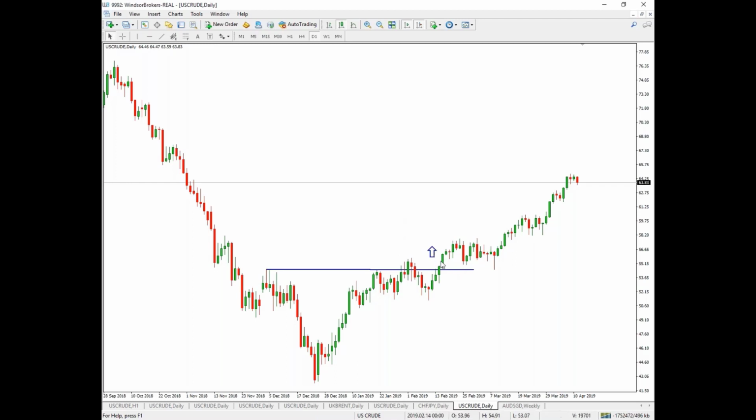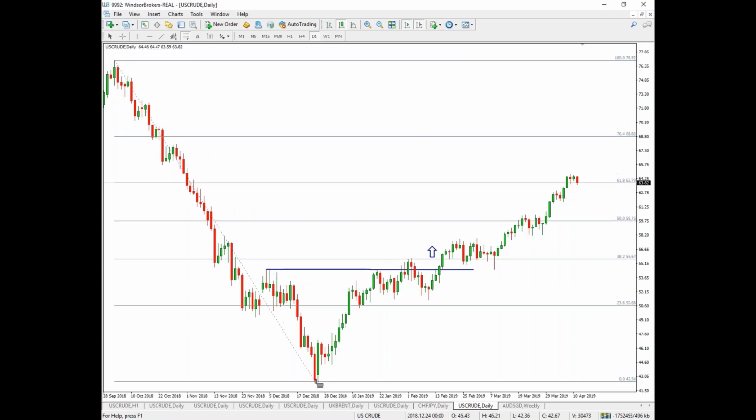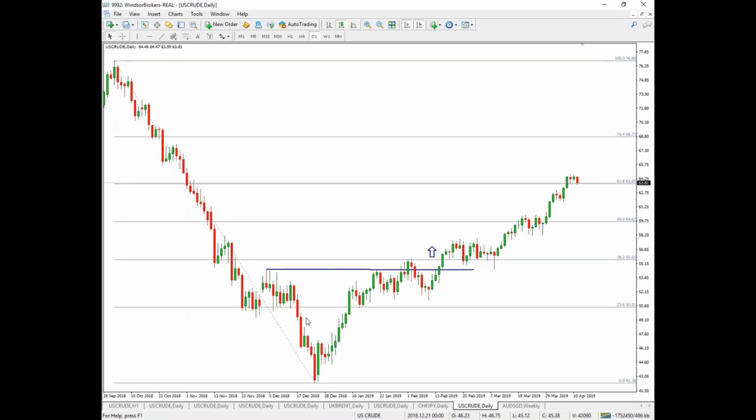Clear signal comes from a sustained break above this line, meaning that the trend has reversed. Now, what we can do is measure the length of this recovery. This level here, the trend line, you can see is the 38.2% Fibonacci retracement of the entire move lower. So this is our important point here.